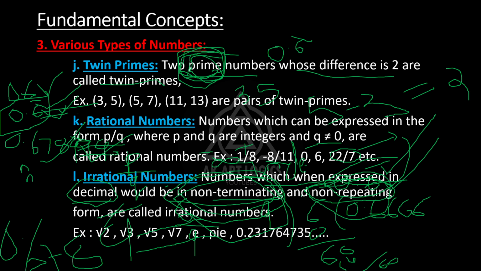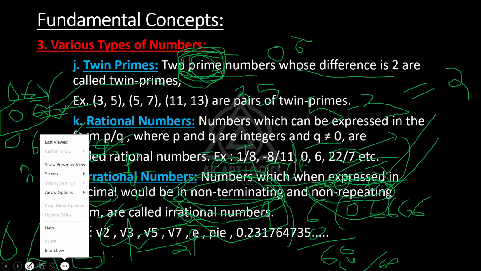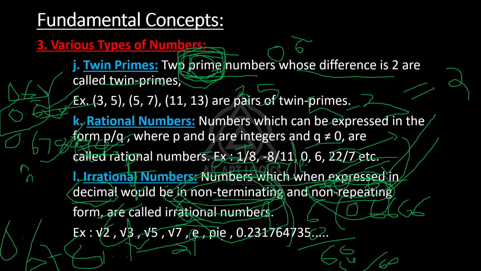Example: root 2 will be 1.141, root 3 is 1.732, and root 4 will be 2. Root 4 value will be 2, and root 5, root 7, and yeah, pi.